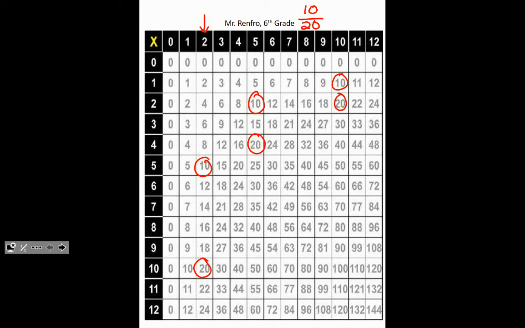So I take my 2 fingers, put one finger on the 10 and one finger on the 20, and slide all the way to the left to the blank. And it reduces to 1/2. So isn't that much easier to use than finding the greatest common factor?